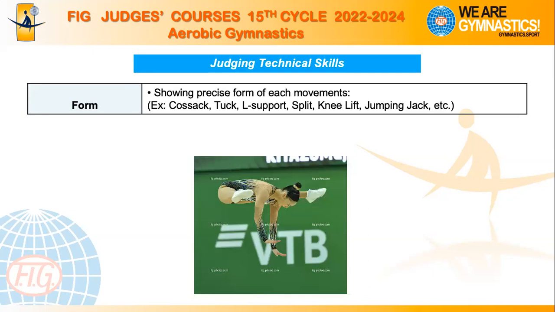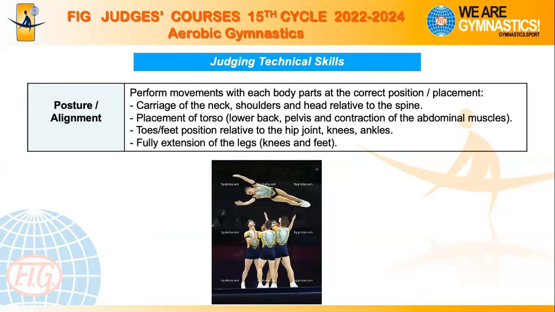So judging technical skill, when it's form, it must show the precise form of each movement. You need to see clear form, position, shape. For example, in Cossack jump, Straddle L Support, you need to see that position or that shape in order to do the elements. And posture and alignment: performs movements with each body part at the correct position or placement.